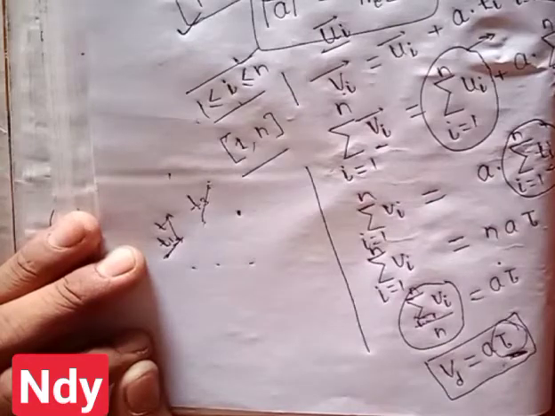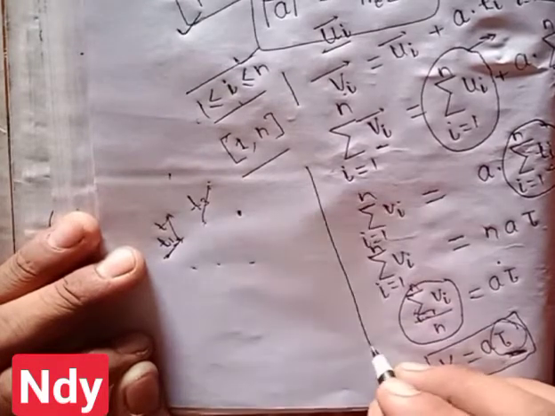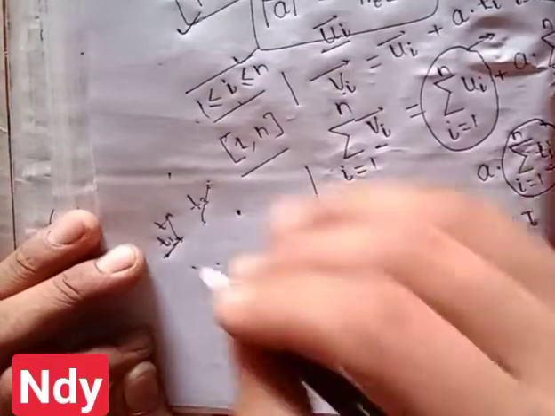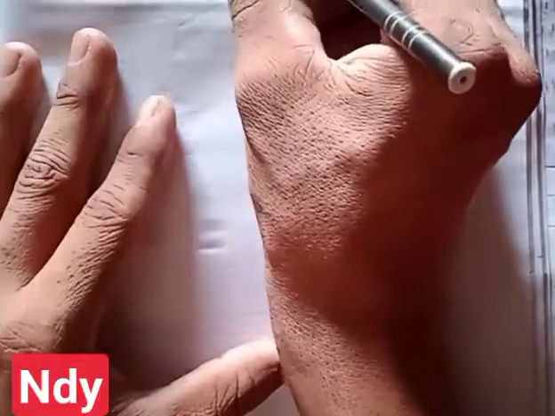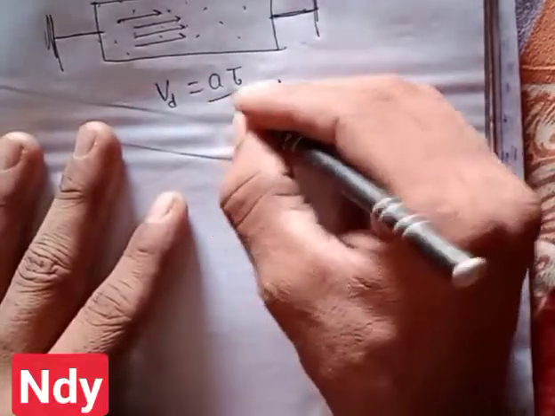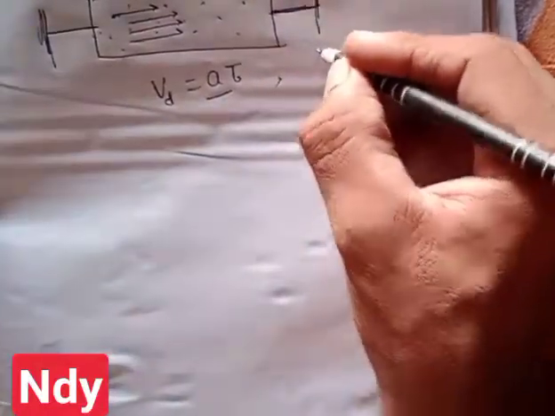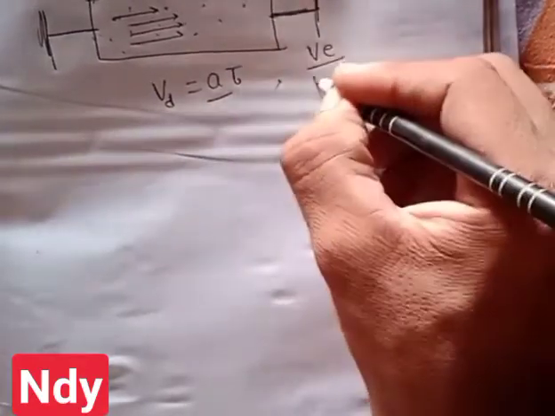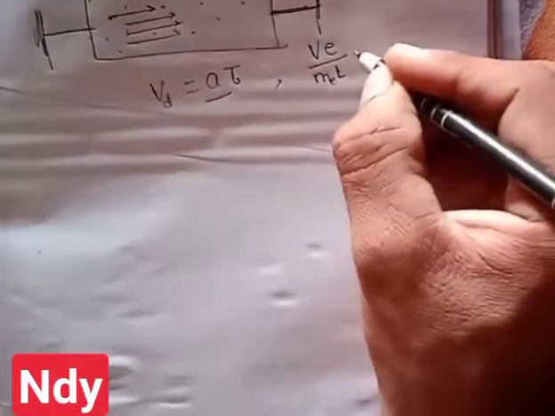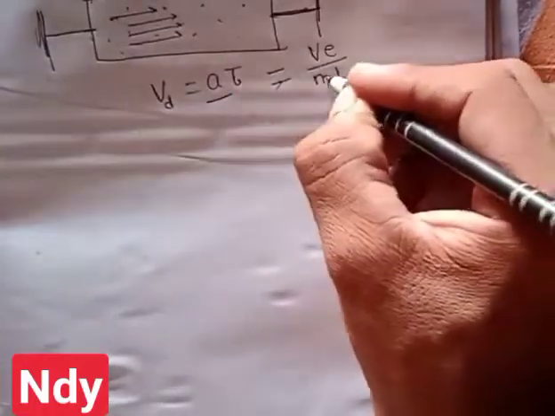We call this the relaxation time. This relaxation time is the average of all these time intervals. So Vd is a times tau, where tau is the relaxation time and a is the acceleration due to this electric field, and a is eE upon m. So Vd is equal to eE upon m times tau.